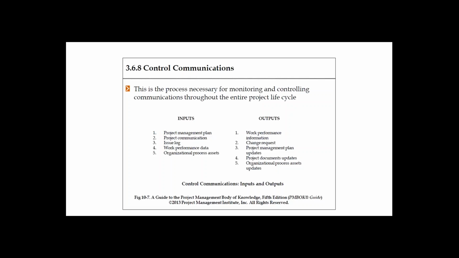So let's see, inputs: project management plan, project communication, issue log, work performance data, and OPA. Outputs: work performance information, change requests, project management plan updates, project document updates, organization process asset updates, okay?